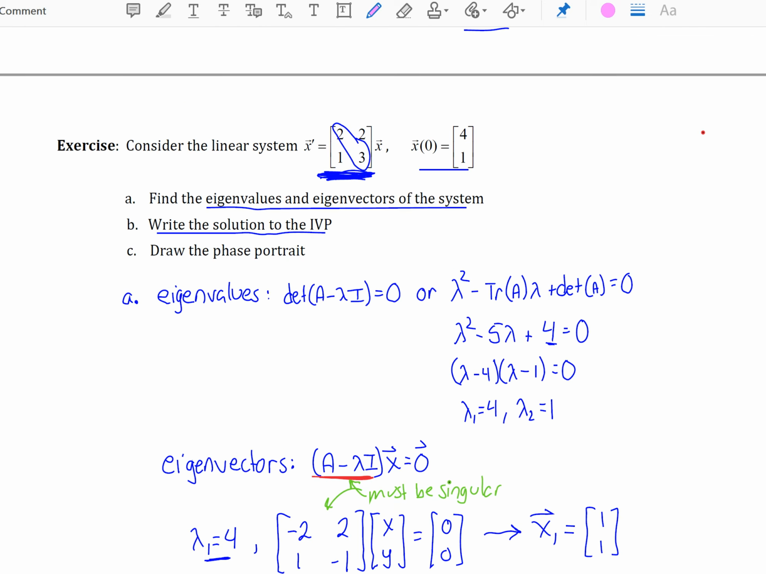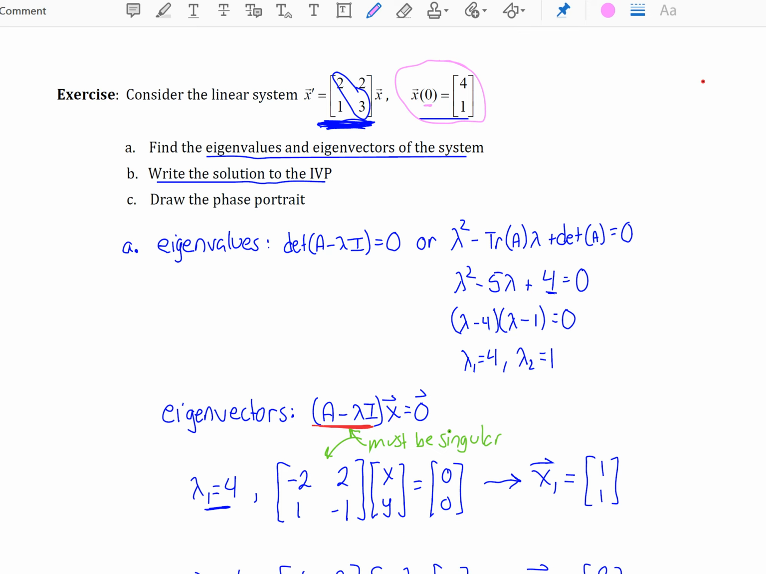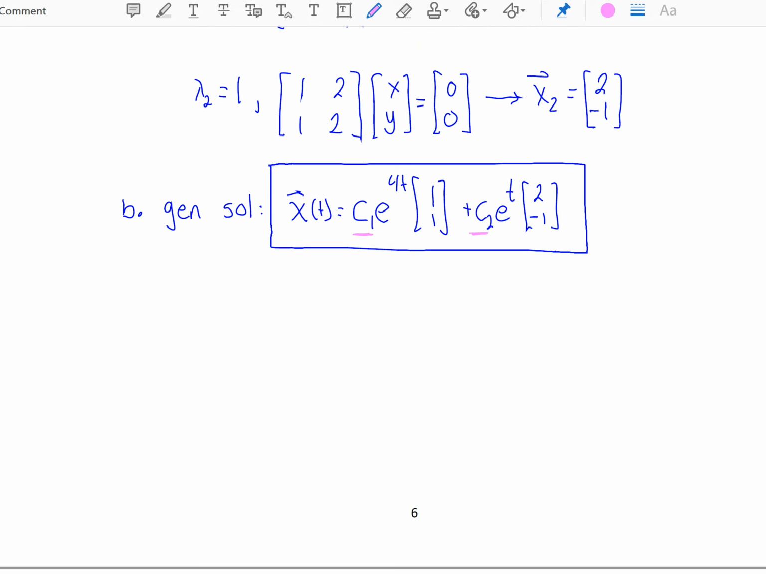Our initial conditions say at time 0 we want to go through the ordered pair 4, 1. This is our initial condition. And this is dependent on us seeing what happens at time 0. So let's evaluate our general solution at time 0. So here x of 0, it's great that we're using 0 because anytime we plug in 0, we know that these exponentials e to the 4t and e to the 1t become 1.